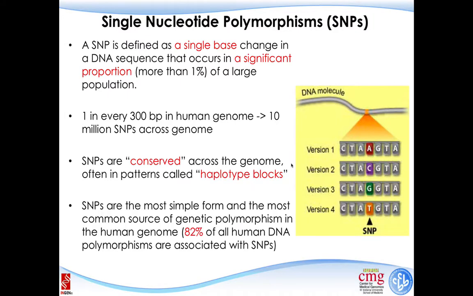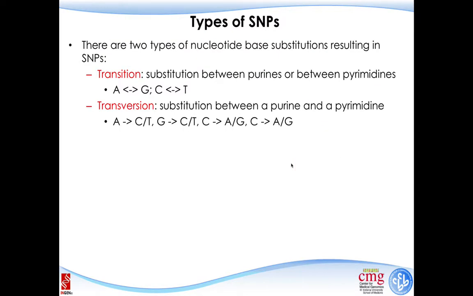And talk about haplotypes. And SNPs are the most simple form and the most common source of genetic polymorphism in the human genome. Over 82% of all the human DNA polymorphisms are associated with the SNPs. So those account for over 82% of the genetic variants. There are some important concepts, and I'm sure that this part will be in the exam or quiz.